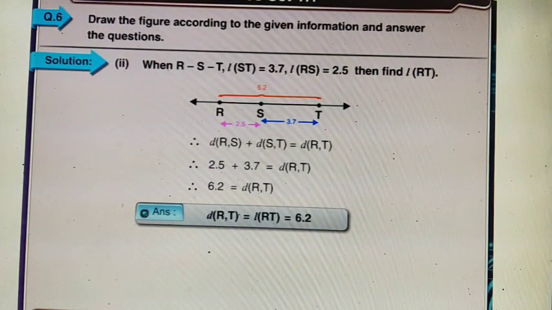Question number 2. When RST, length of ST is given 3.7, length of RS is given 2.5, then find length of RT. You can see the figure RST. Therefore, distance RS plus distance ST is equal to distance of full RT. Distance of RS is given 2.5, distance of ST is given 3.7. If you add these two terms, you will get 6.2, which is equal to distance of RT.